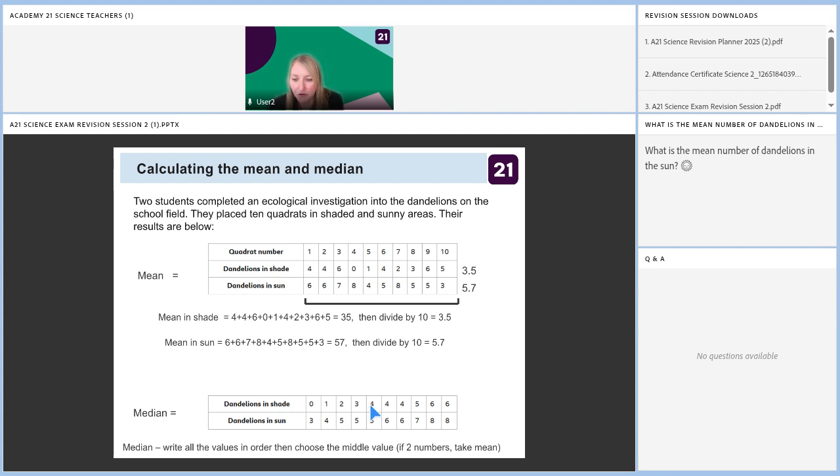And notice where there's a repeat number, we write it as many times as it appears in the top column. We then have done the same here for dandelions in the sun. So we are then looking for the middle value.